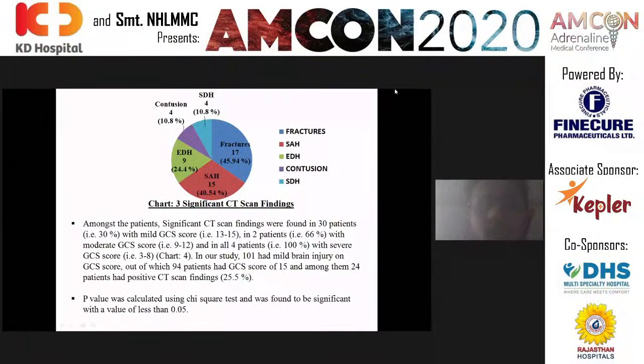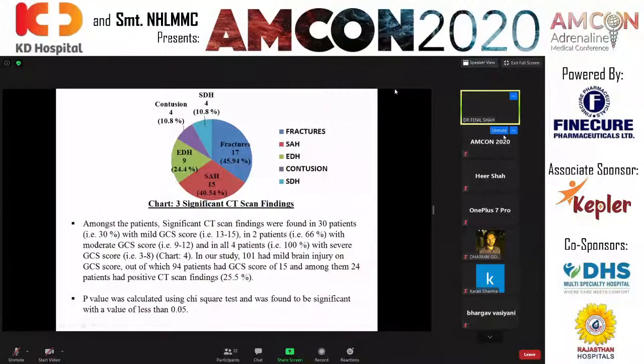Among the patients, significant CT scan finding were found in 30 patients with mild GCS. In our study, 101 had mild brain injury on GCS, out of which 94 patients had GCS score of 15. And among them, 24 patients had positive CT scan finding. P-value was calculated using chi-square, 0.05.